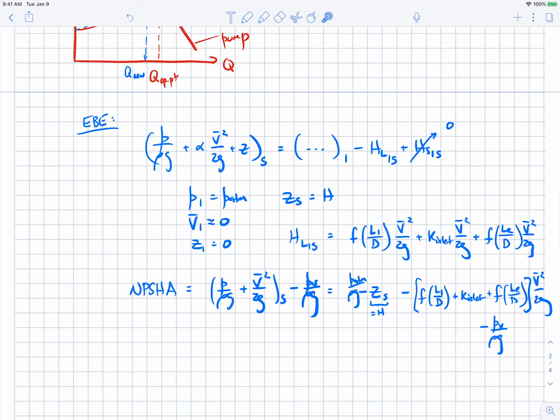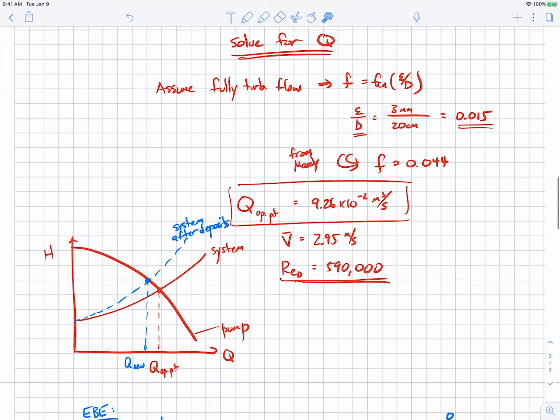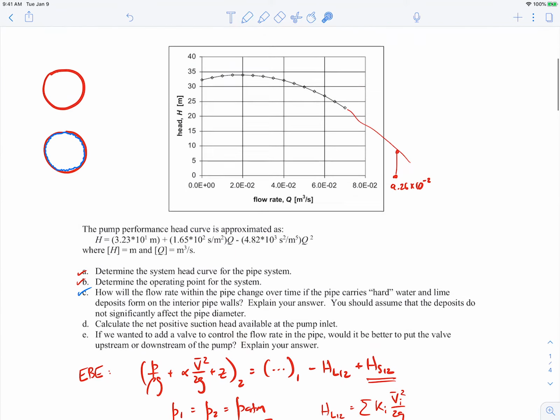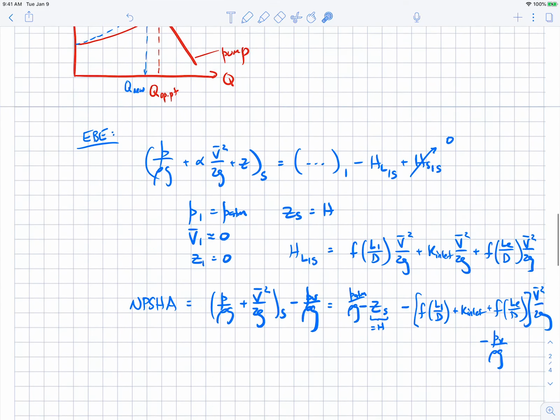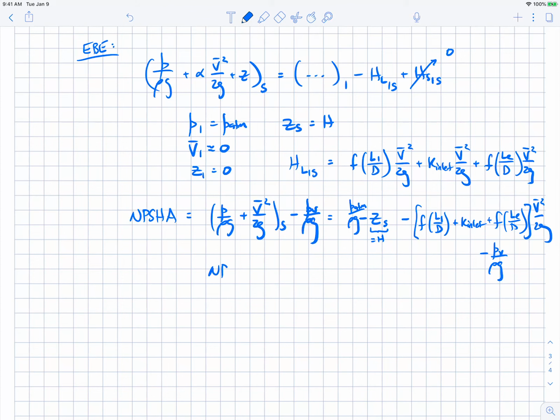So we can go ahead and plug in values. We know all the values on this side. One thing we have to be careful of is let's use an absolute pressure for the atmospheric pressure because we're using an absolute pressure for the vapor pressure. The vapor pressure was given in the problem statement right back up here as an absolute pressure. So we just need to make sure we use absolute pressures everywhere. So when you plug in those numbers, you'll get NPSHA comes out to be, let's see what the value is, 6.16 meters. So that's what our net positive suction head available is.